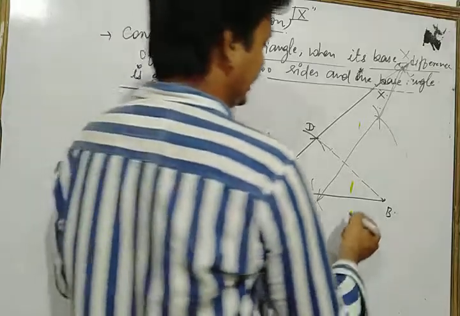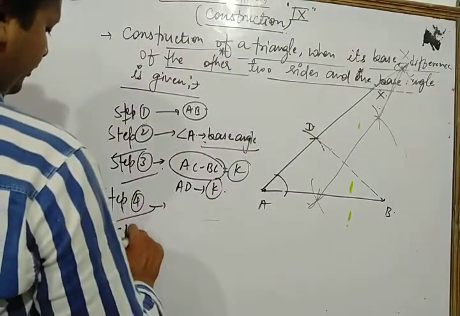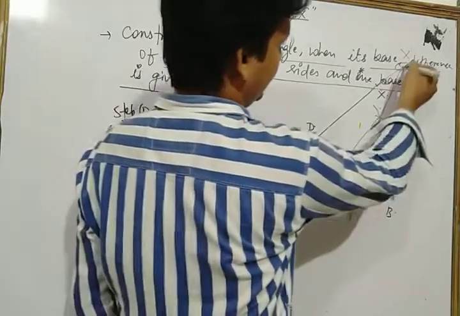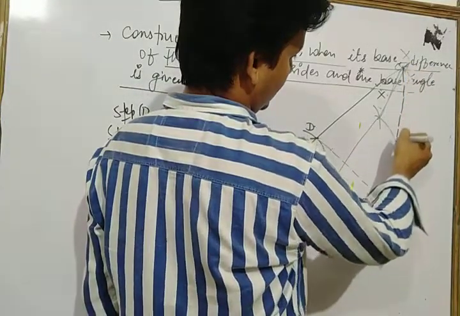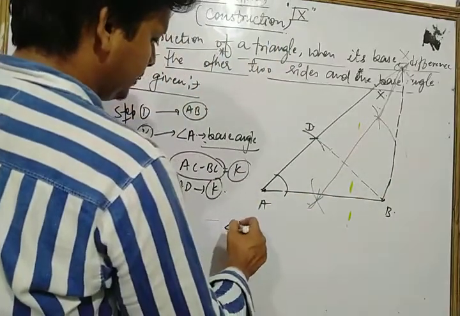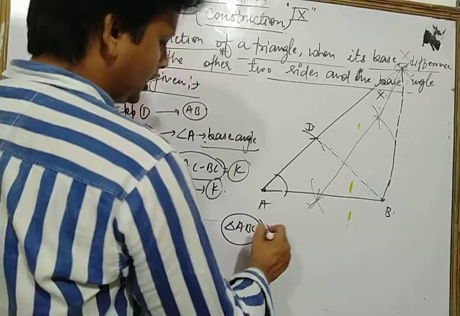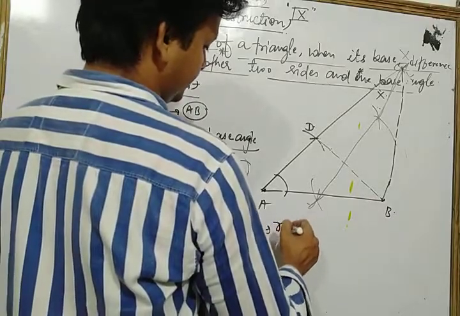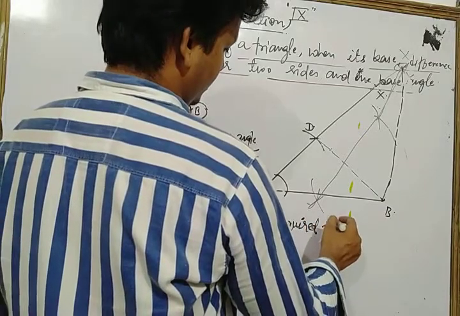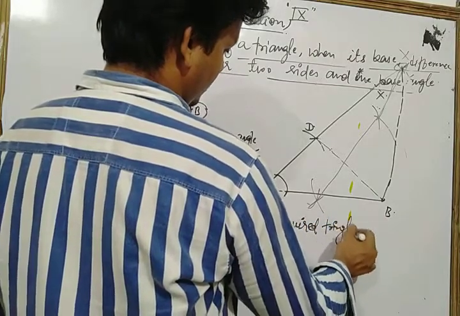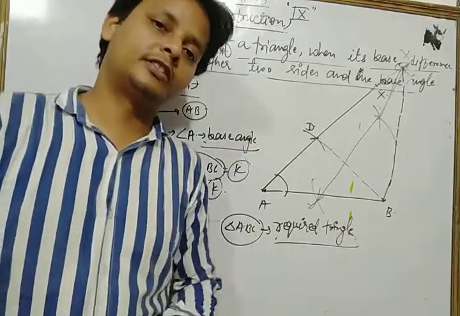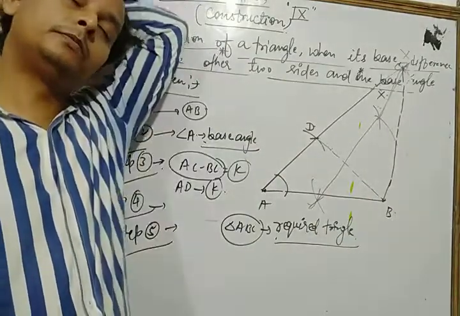Now finally, in the last step, step 5, we join BC. Now here triangle ABC is your required triangle. Okay, this is our required triangle. Okay, now let's see once more.